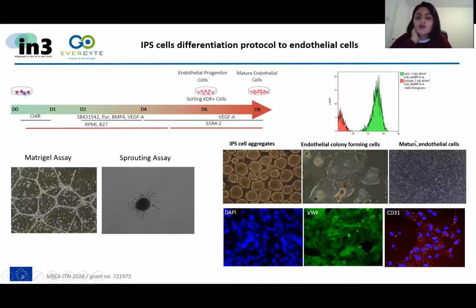And then we have mature endothelial cells, which we characterize by CD31. Also, we did a VWF expression analysis to see that they are positive for endothelial cell markers, and we also measured and saw CD31 expression in immunofluorescence studies.